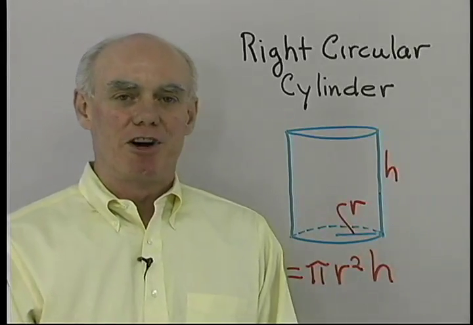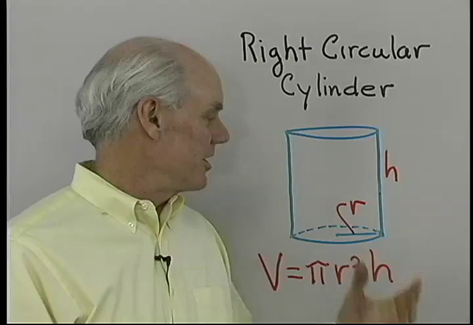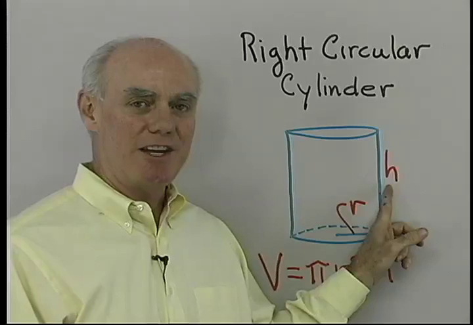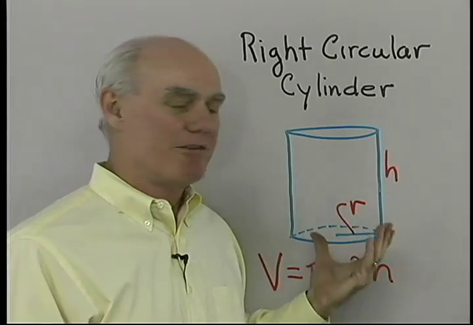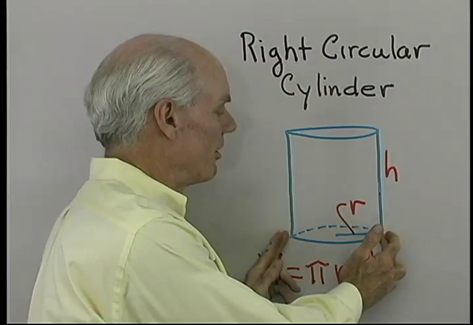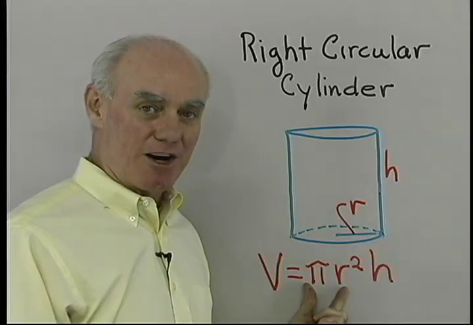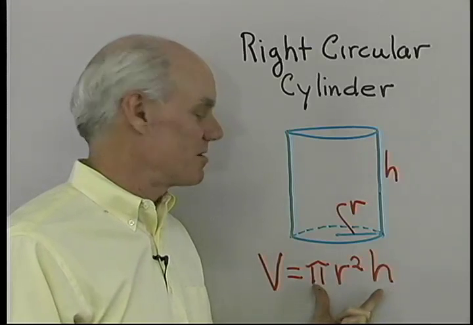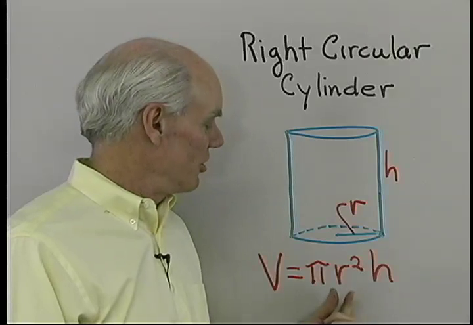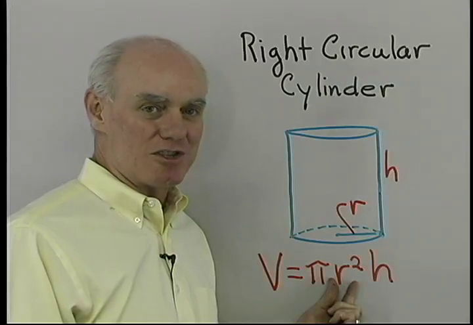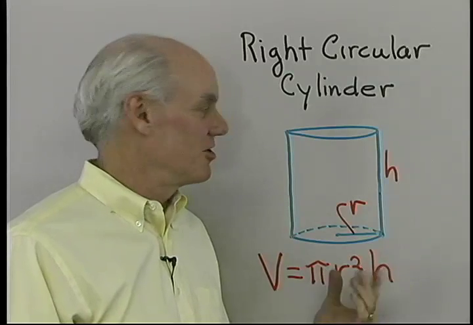Next, we want to find the volume of a right circular cylinder. A right circular cylinder looks like this. It has a radius of r and a height of h. And if we want to find the volume of this solid, what we do is we multiply the area of the base times the height. So the area of the base is pi r squared times the height gives us pi r squared h. So the units again are going to be in cubic units. For instance, inches times inches times inches is going to be cubic inches.